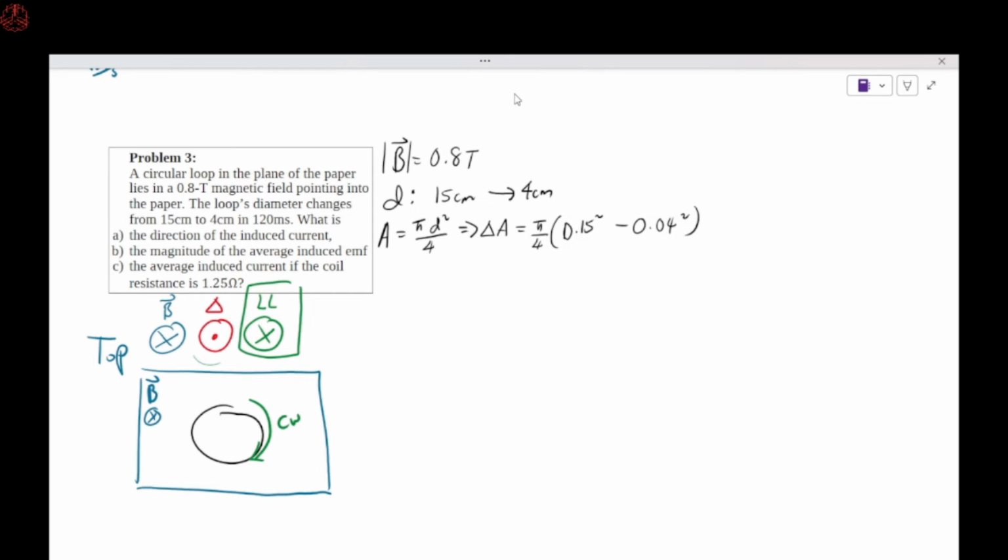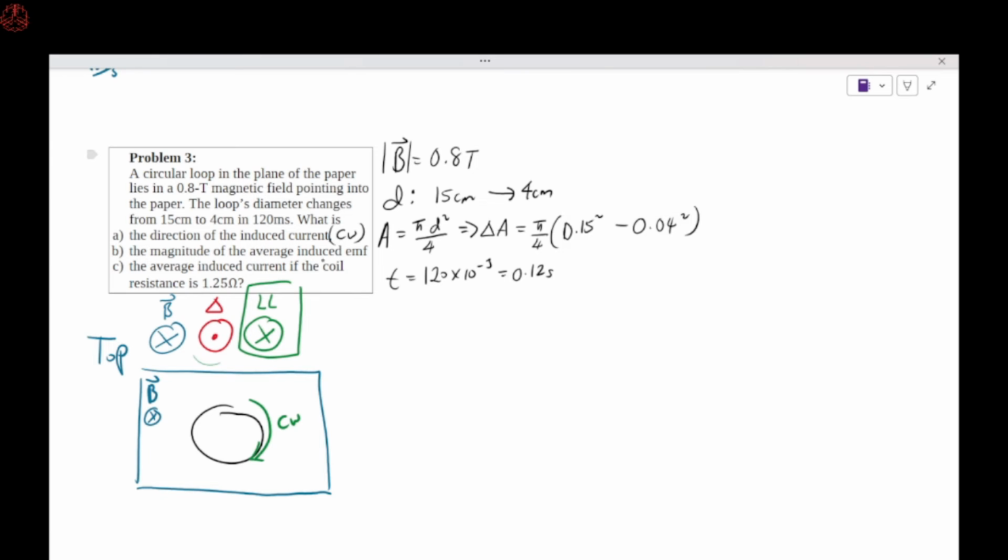Okay, all right, and then my time, I'll continue on with the question. I'm looking for the average induced EMF. I'm looking for my time, which is 120 times 10 power of negative 3, which is 0.12 seconds. So we've determined the direction of induced current. My answer is clockwise.